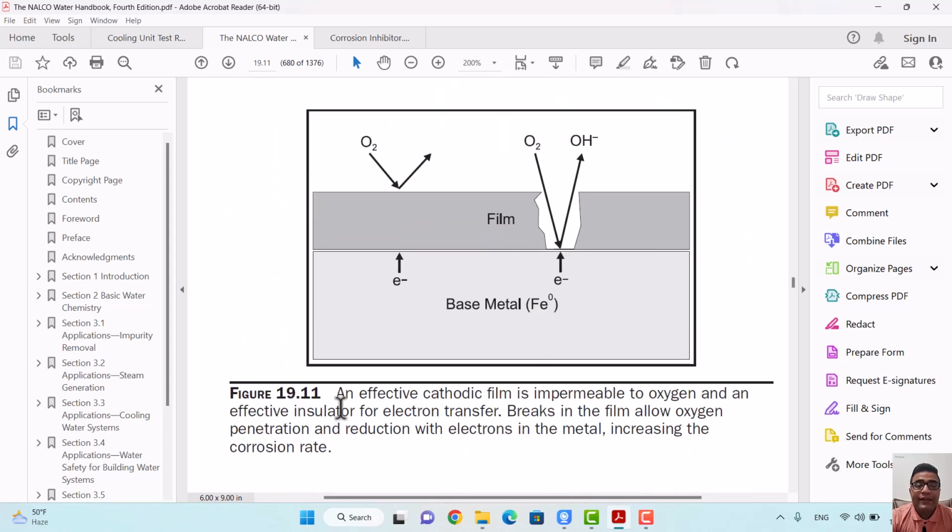An effective cathodic film is impermeable to oxygen and an effective insulator for electron transfer. Breaks in the film allow oxygen penetration and reduction with electrons in the metal, increasing the corrosion rate. So when we add corrosion inhibitors, the oxygen can't find the way. But unfortunately, sometimes, because of maybe the loss in the film thickness, the oxygen finds its way and of course grabs the electron in the base metal and becomes these ions, and as a result the base metal becomes corroded. So we must monitor the feed of corrosion inhibitor to cooling water systems on a daily basis and check the results on a daily basis.